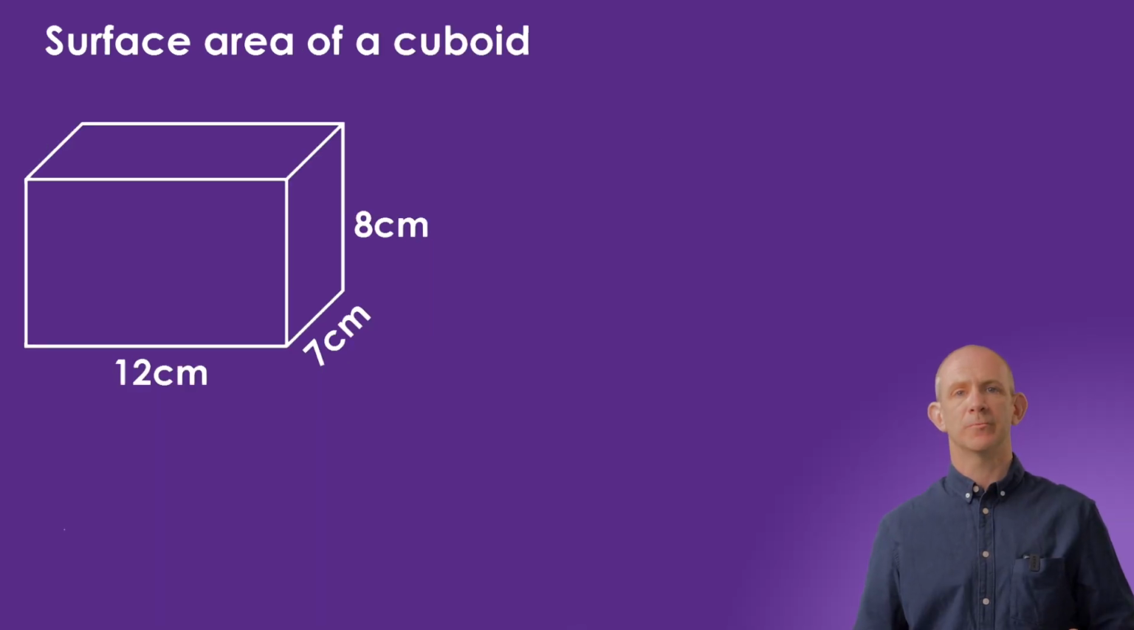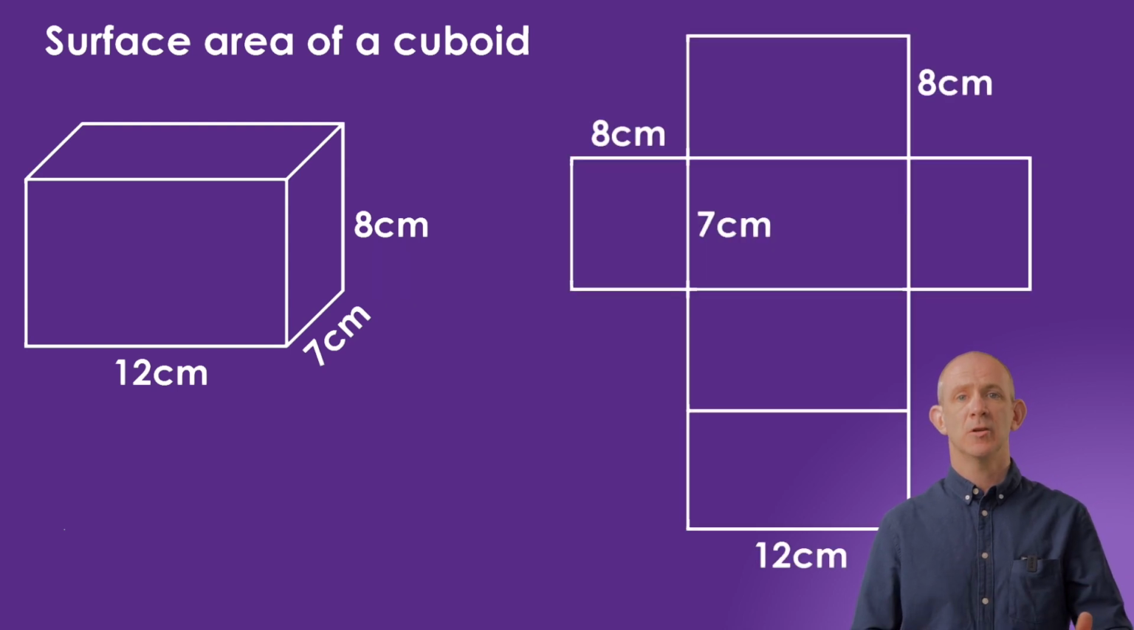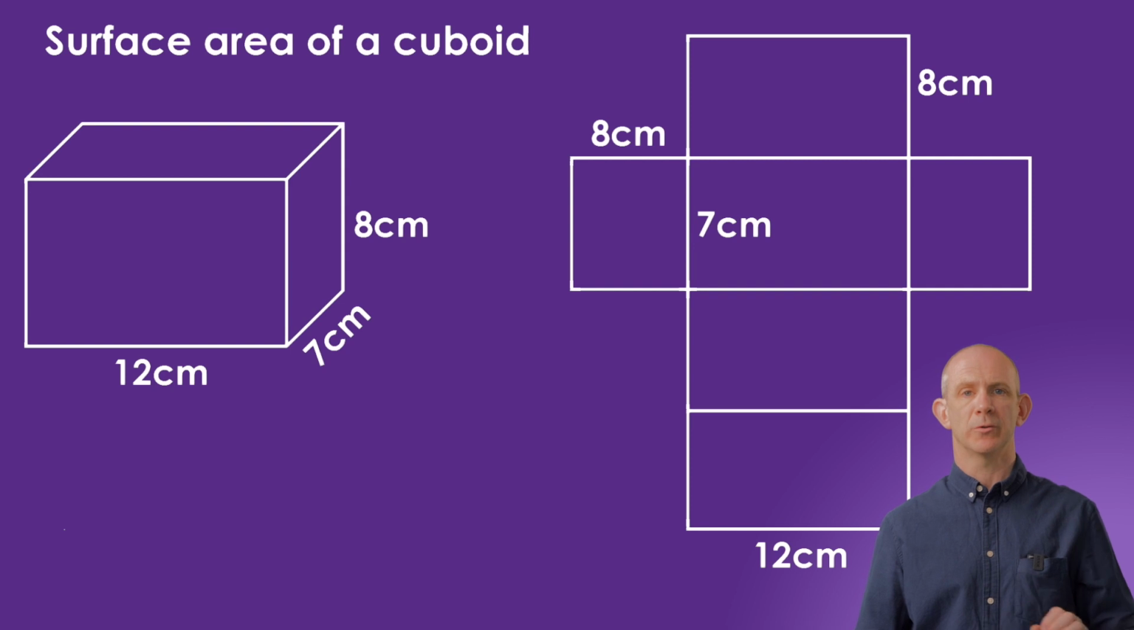Here we have a cuboid measuring 12 centimeters by 7 centimeters by 8 centimeters. If we were to unfold it, we'd get this net, meaning a two-dimensional representation of the faces of the shape. In order to better understand how these make up the shape, we'll label them.